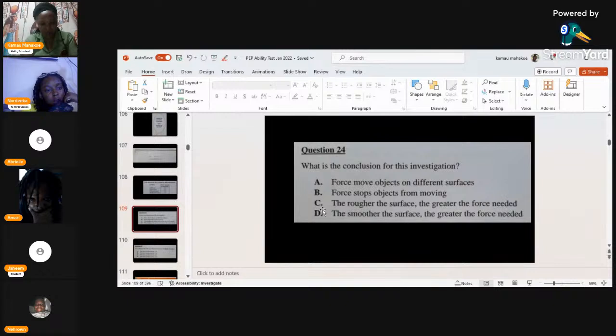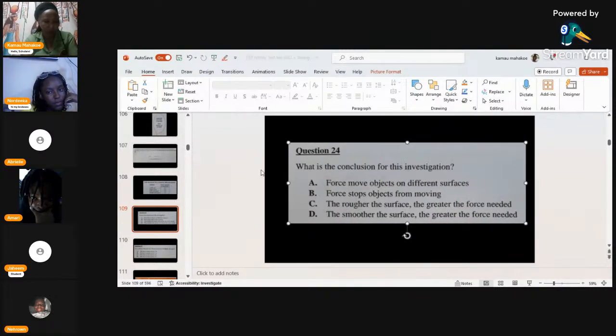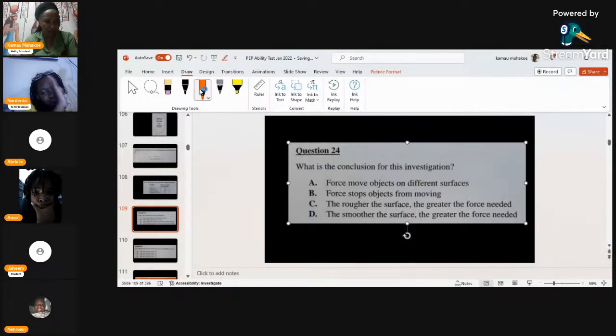All right, so for this one, we're going with C. The rougher the surface, the greater the force needed.